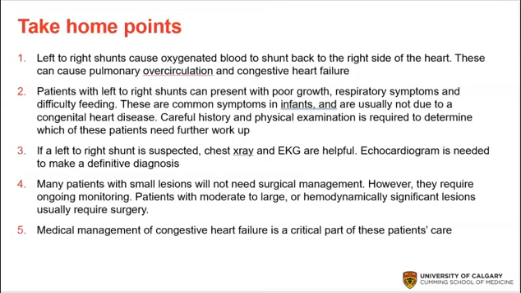This concludes the podcast. Here are some take-home points. Number 1. Left to right shunts cause oxygenated blood to shunt back to the right side of the heart. These can cause pulmonary overcirculation and congestive heart failure. Number 2. Patients with left to right shunts can present with poor growth, respiratory symptoms, and difficulty feeding. These are common symptoms in infants and are usually not due to congenital heart disease.